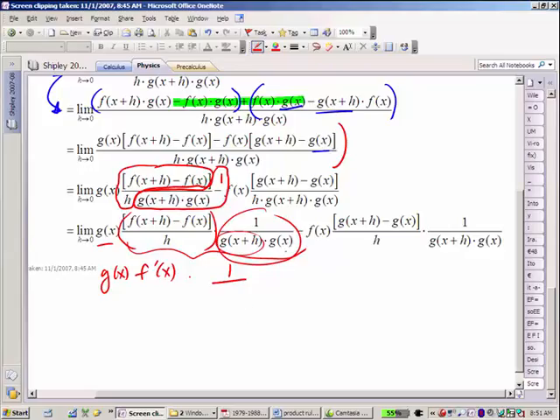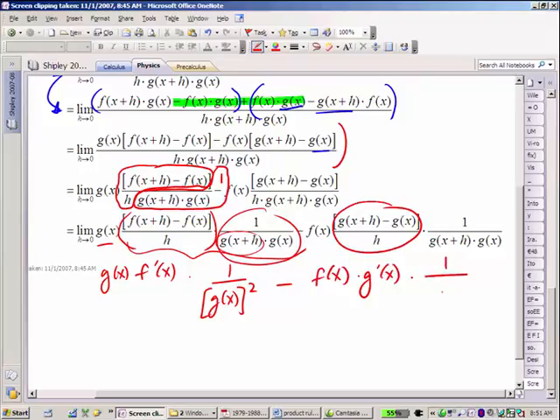So what's g of x times g of x? G of x quantity squared. And then over here we get minus f of x. What's this thing? Times the derivative of g of x. And do you agree this is still becoming? Yes.